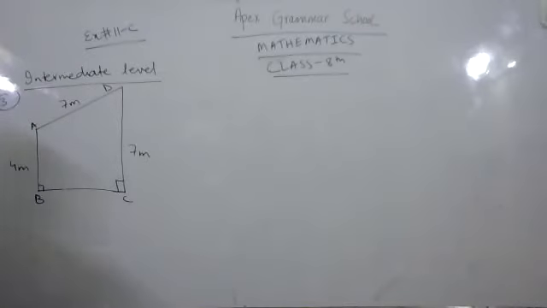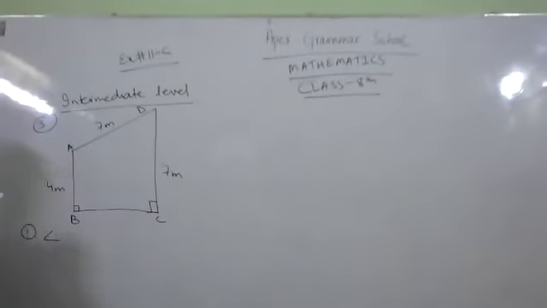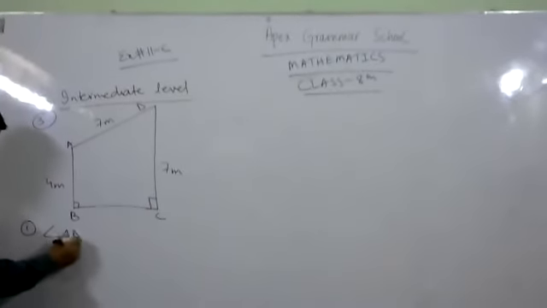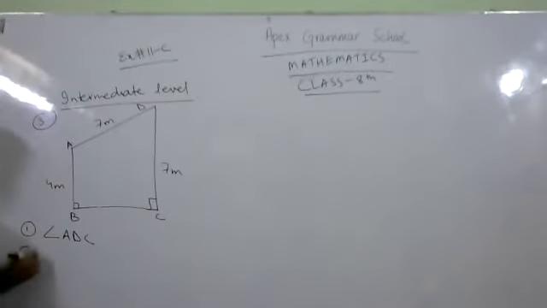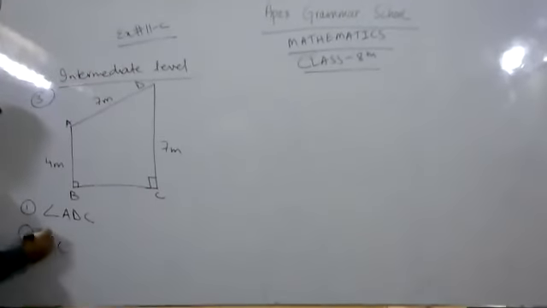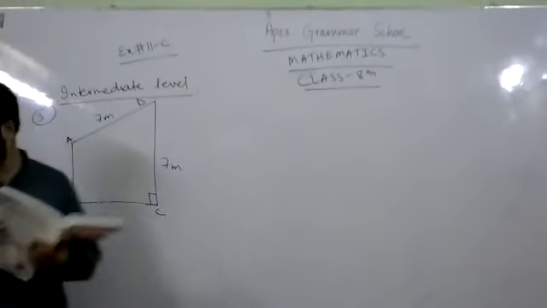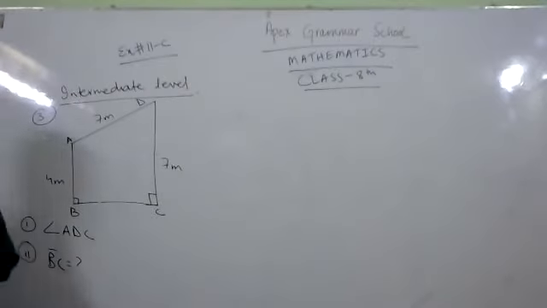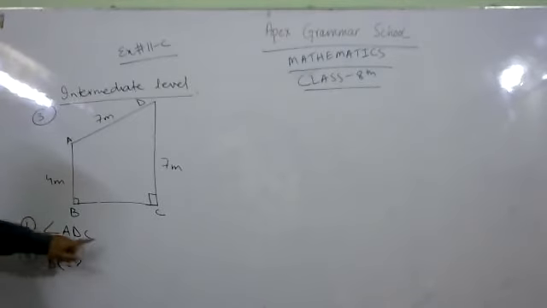We need to find the angle ABC. And the second thing is, you need to find the length of side BC. One thing you need to know is that first you need to find the angle ABC. How can we find that? What he is talking about is the angle A, angle B, or angle C.